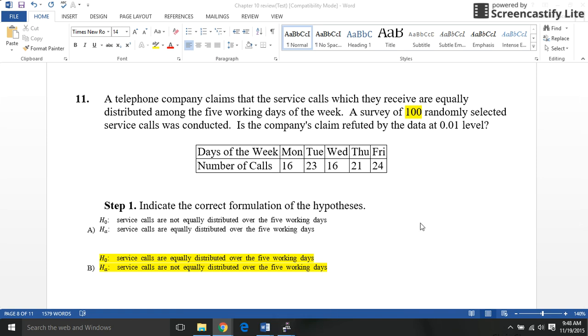Good morning. Let's go ahead and talk about chi-squared. I'm in 10.6. So we're going to talk about one where we have equal proportions.